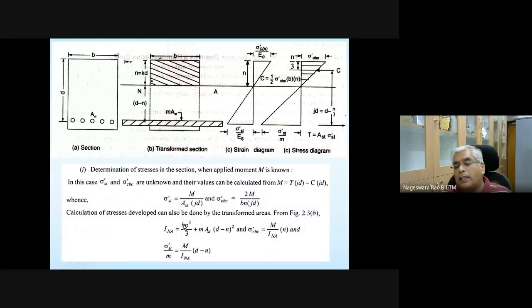You can make use of it, following the procedure that we followed. Once you get the moment of inertia of the cracked section, you can find the stress in concrete and the stress in steel, following the approach we used yesterday. If you understood what we did yesterday, you can follow that way as well to find the stresses in steel and concrete.